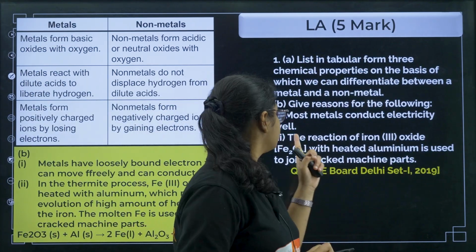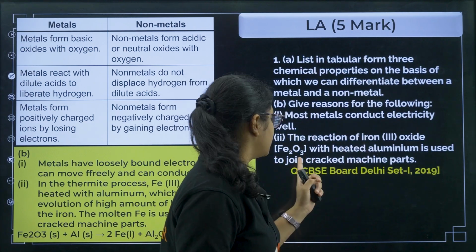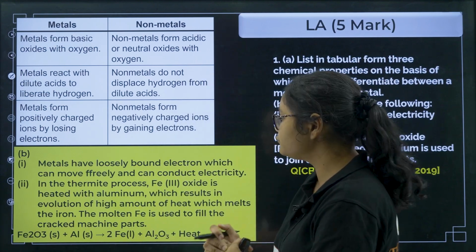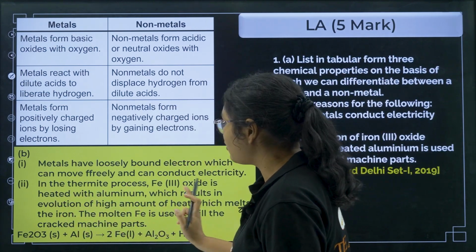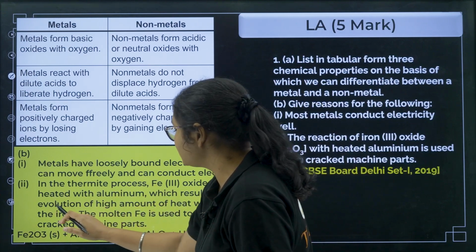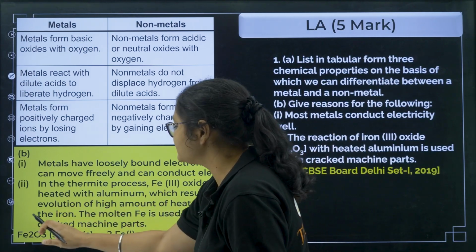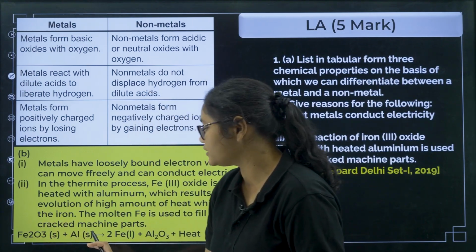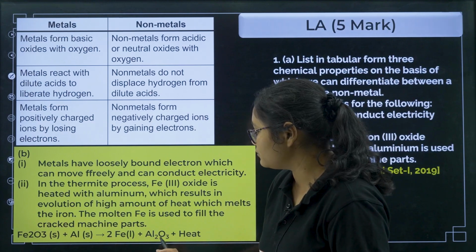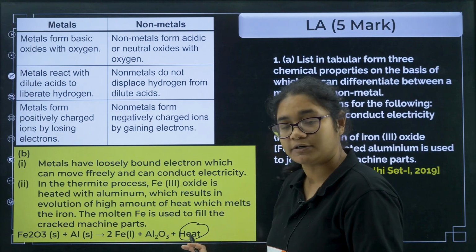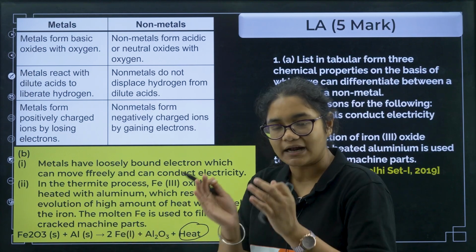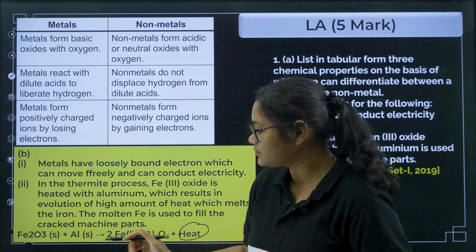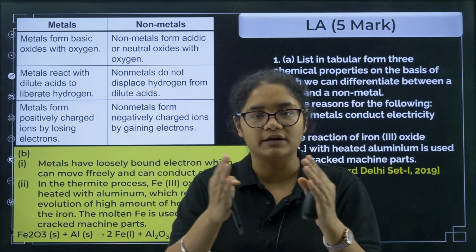Okay. Next, you have the reaction of the iron oxide with heated aluminium is used to join cracked machine parts. So if you see here, in the thermite process, iron oxide is heated with aluminium, which results in the evolution of a high amount of heat which melts the iron. The molten Fe is used to fill the cracked machine parts. So when you react Fe2O3 with aluminium, we get Fe plus aluminium oxide plus heat. The heat that is produced here melts the metal. So that is why this can be used to join the tracks or any broken parts. Because there will be liquid Fe in between, and when it solidifies it will join both of them.